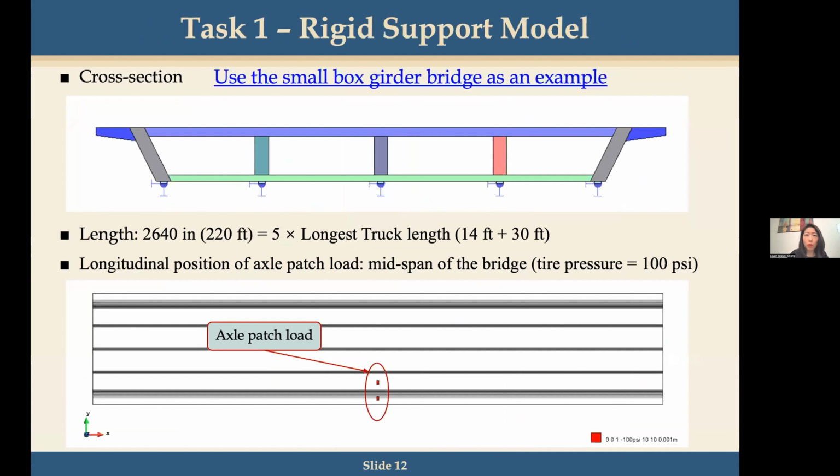In the rigid support model, using the small box girder as an example, this is how we modeled it. At the bottom of the girder, we had the rigid support, where the girders are allowed to rotate, however there is no vertical movement. And in the transverse direction, we had the tire pressure with the two axle loads right here that move transversely along the entire width of the bridge.